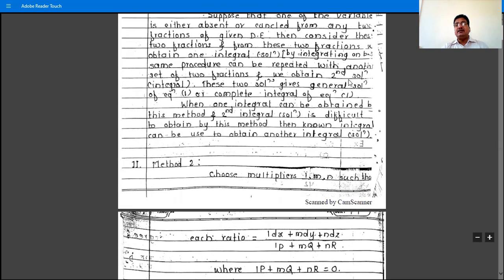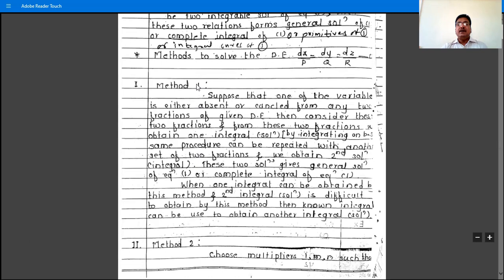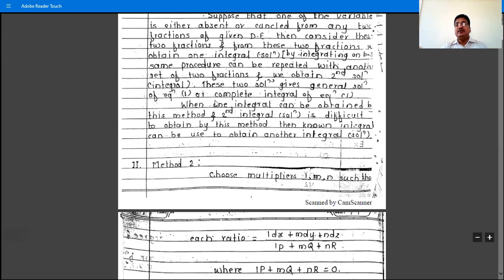Then we consider those two fractions and find a solution from them, and that is the second solution, or second integral, of the given differential equation. And these two solutions give the general solution, or complete integral, of equation number one, the given equation.